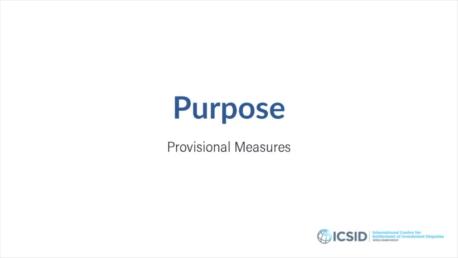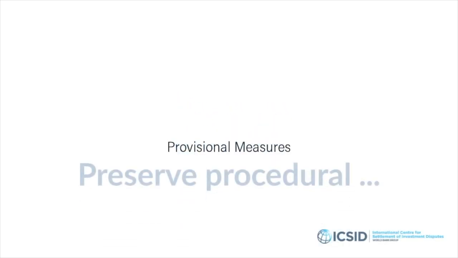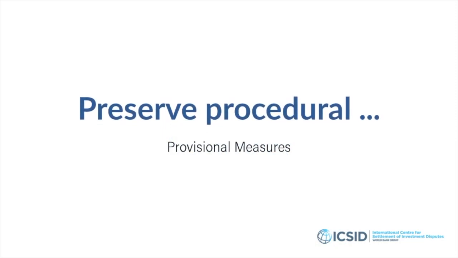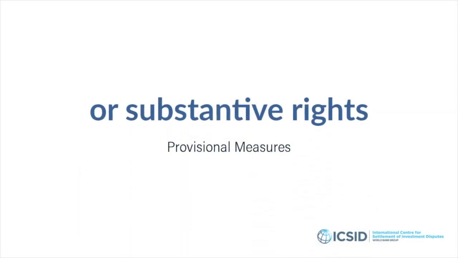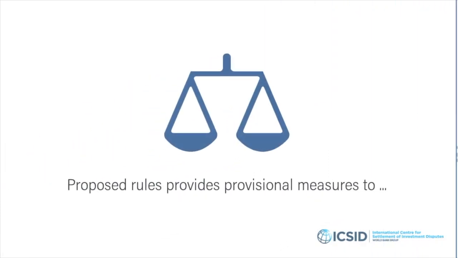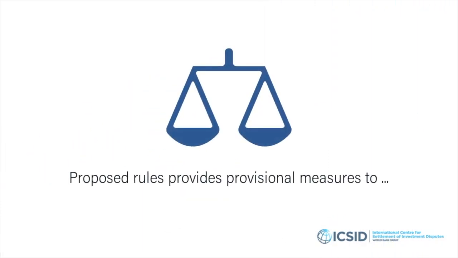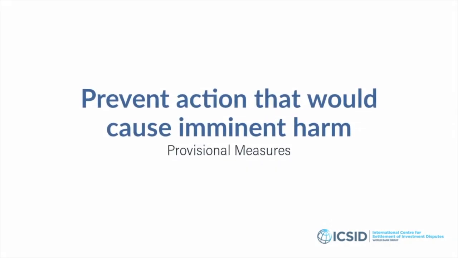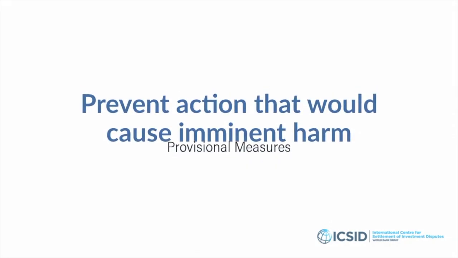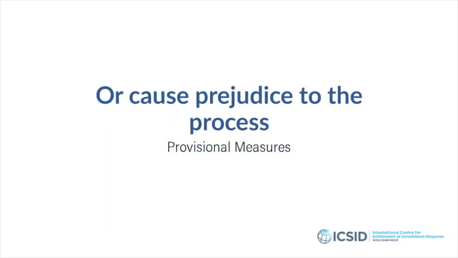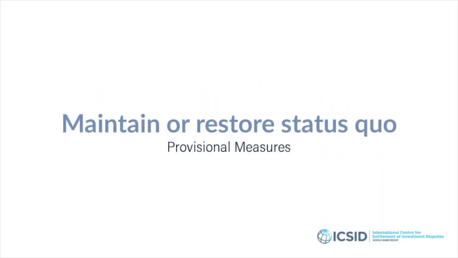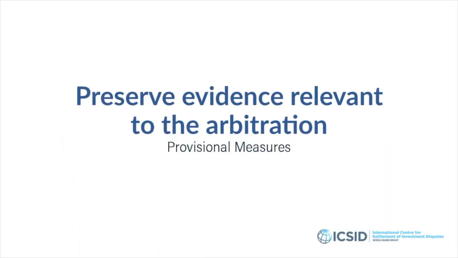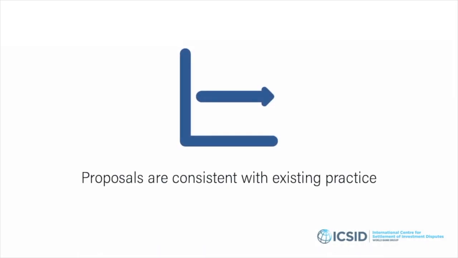The current Rule on Provisional Measures indicates that its purpose is to preserve a party's rights, either procedural or substantive. The proposed rule provides a non-exhaustive list of provisional measures that a party may request from a tribunal. It includes preventing actions that would cause imminent harm or prejudice to the process, maintaining or restoring status quo, and preserving evidence relevant to the arbitration. This list is consistent with existing practice and mirrors the UNCITRAL arbitration rules.